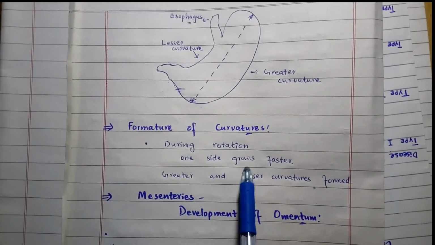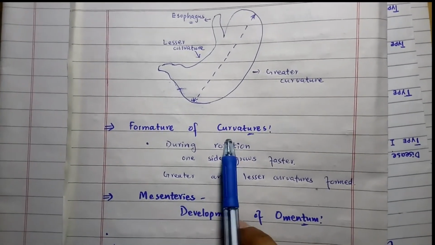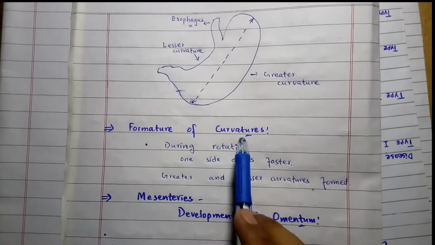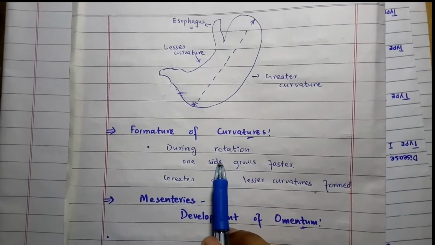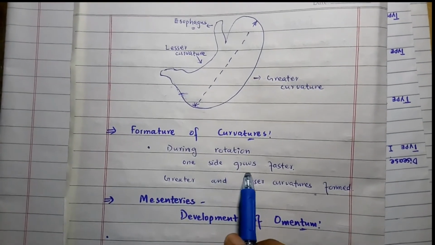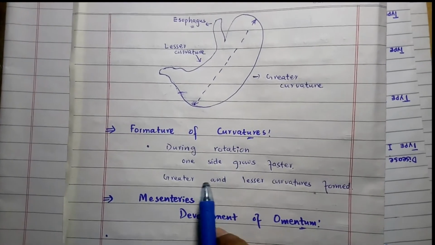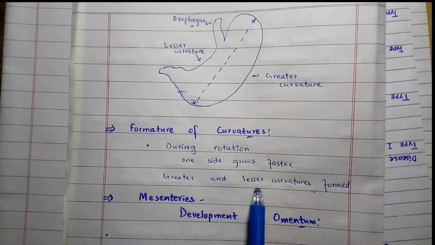Formation of the curvatures during rotation. The curvatures of the stomach are formed as one side grows faster, and the greater and lesser curvatures form.